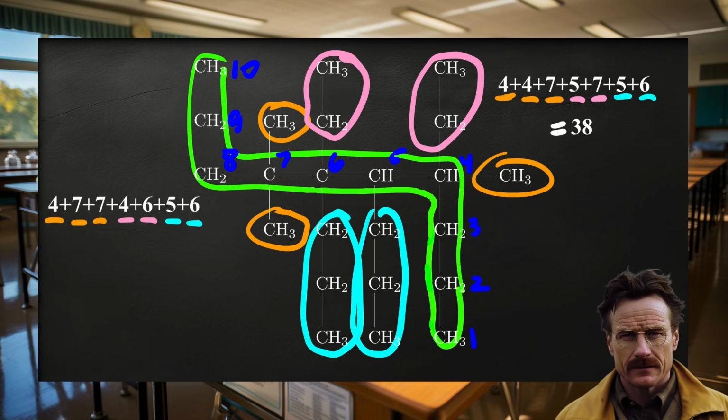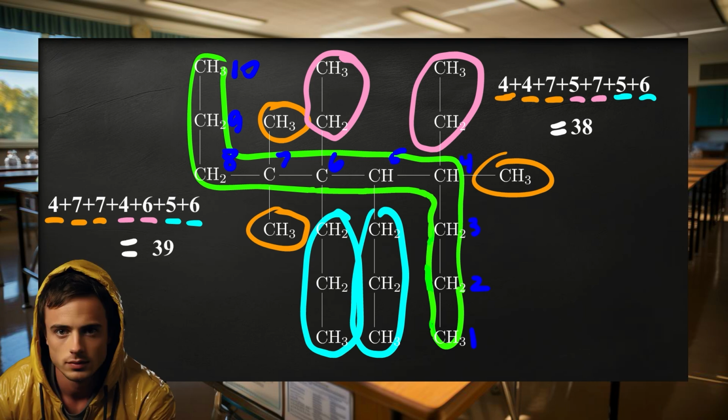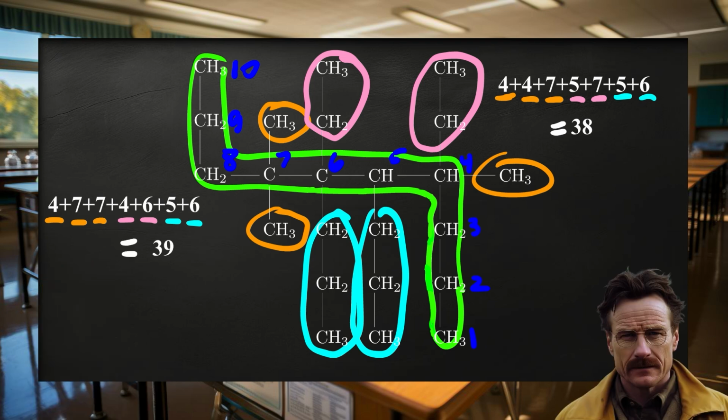Now what does that add up to? If you add the position numbers? That makes, let's see, 39. Mr. White, so pick the lower number order. We pick the order that gives us the total of 38.